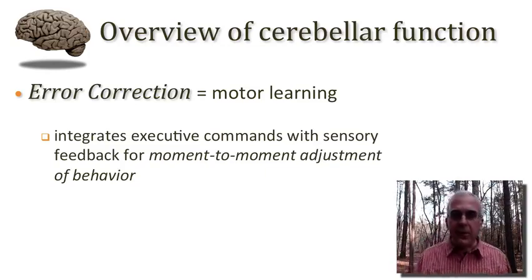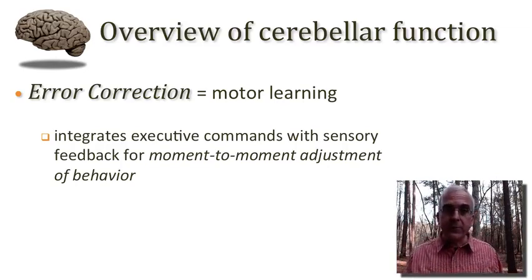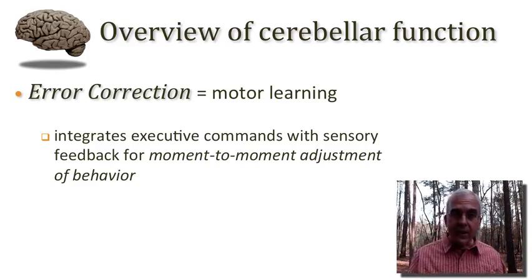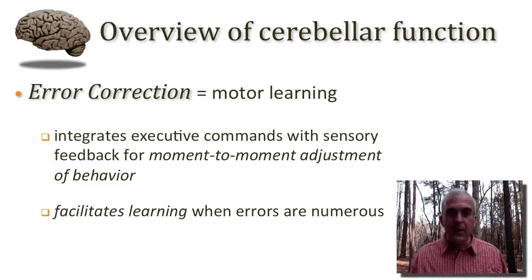So the way the cerebellum does this is that it integrates executive commands about the intentions of our movements with sensory feedback about the way our body is actually moving. And it's this integration of executive signal and sensory feedback that gives rise to moment-to-moment corrections of behavior and performance. These functions facilitate learning when the errors are numerous.